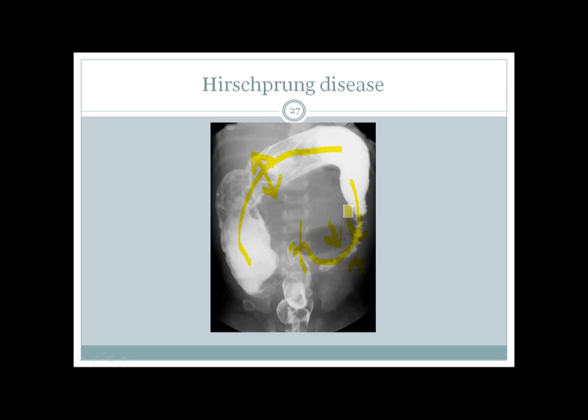So you have to cut out the abnormal portion to allow the feces to go through the distal portion of the bowel easily. So that's all from me.